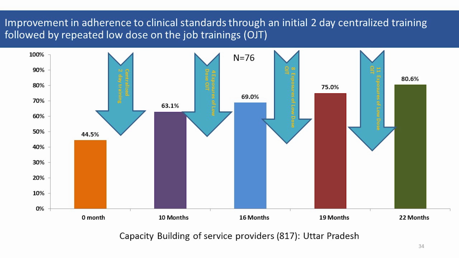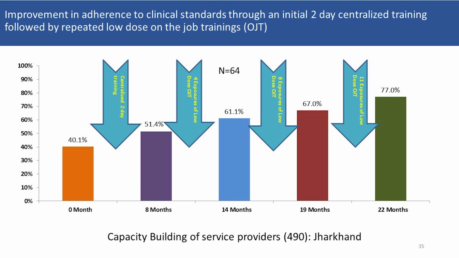And these were followed by a successive exposure of low dose on-site trainings in which each provider was worked with, making sure that the translation of the skills given in the first or subsequent trainings is happening in practice. So you can see over a period of 22 months, as you deliver the short duration trainings for these facilities, the adherence to practices increases from 45% at the baseline to over 80% at the end of 22 months.